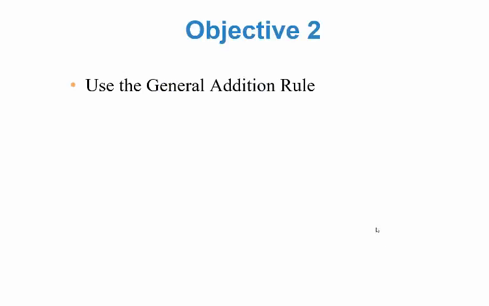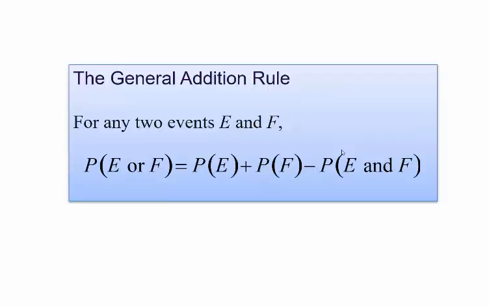Now, what if the events are not disjoint? Then we have the general addition rule. For any two events E and F, if they are disjoint, this last part is just equal to 0. But suppose they are not disjoint, so they can happen at the same time. Then the probability of E or F is equal to the probability of event E plus the probability of event F, but then you have to subtract away the probability of E and F happening. This subtracts away the double counting you would get if you just added them straight up.